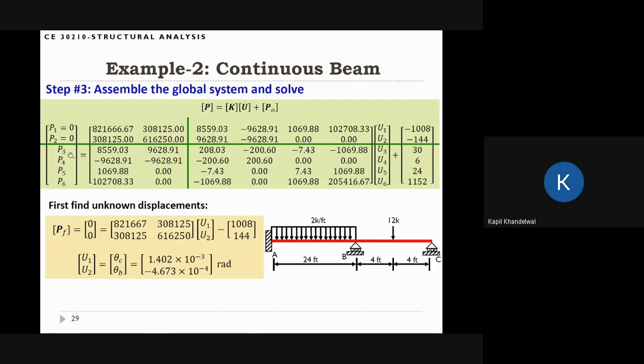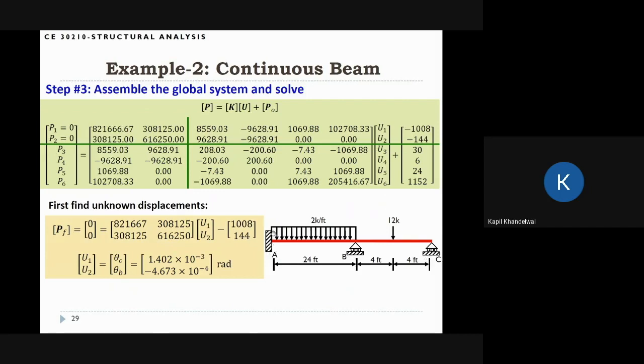When we are solving this system, you can see that PF is P1 and P2, but there is no concentrated moment applied at degrees of freedom 1 or degrees of freedom 2. These are both rotations, but there is no moment applied. So both P1 and P2 are 0. U3, U4, U5, U6 are all 0 because there are no support motions here.